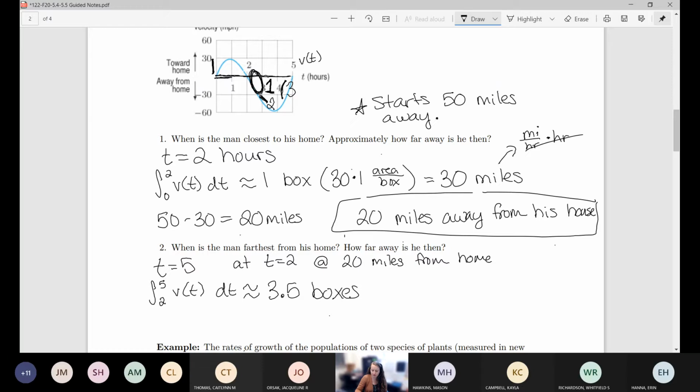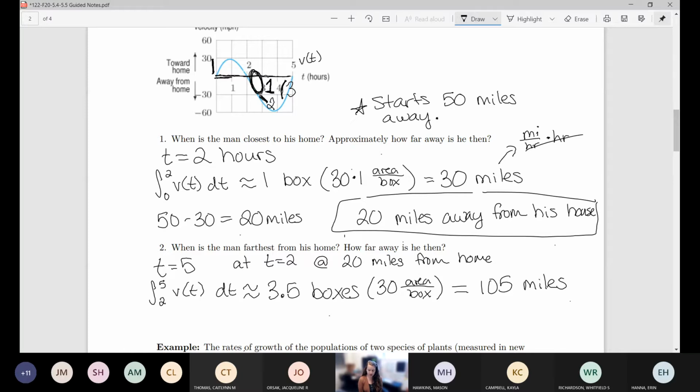And also remember, when we're counting the boxes, we're trying to get just a decent estimate. We're trying not to make it perfect because that's kind of impossible. But it looks like there's approximately 3.5 boxes underneath of that. But remember, we have to multiply that by the area of each box, which we found before was 30. So then the actual area underneath of that function between 2 and 5 is 105, and our units for our integrals are in miles.